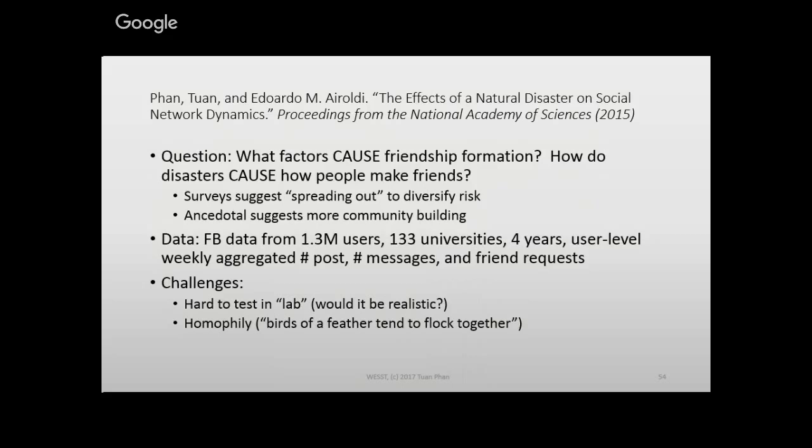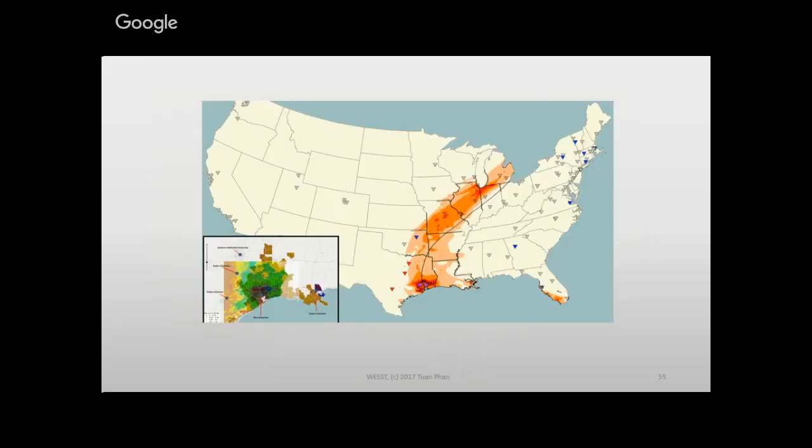It's hard to tease out homophily, which is when people who have similar interests tend to group together. How do you sever this homophily? You'd be forcing people who are not similar to be friends. So we look at Hurricane Ike, the second largest hurricane in the United States, and how it affected friendships over time, over several years actually. This is the rain path of Ike. It hit hardest around the Houston area.